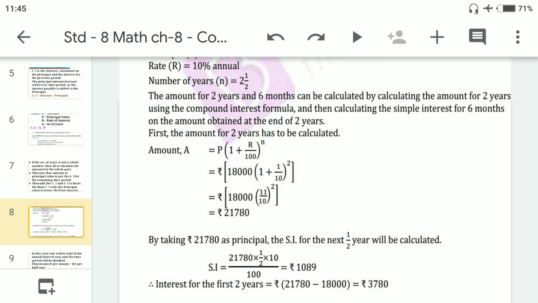And since it is compound interest, this amount becomes the principal value for the remaining time period. So for the remaining time period, since it is not a whole part, you have to put it in the simple interest formula.